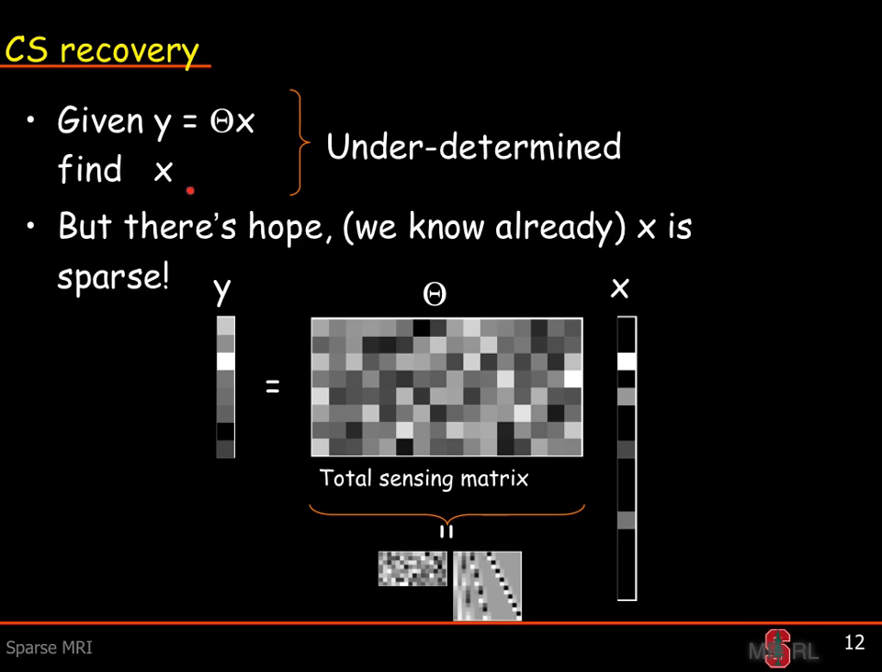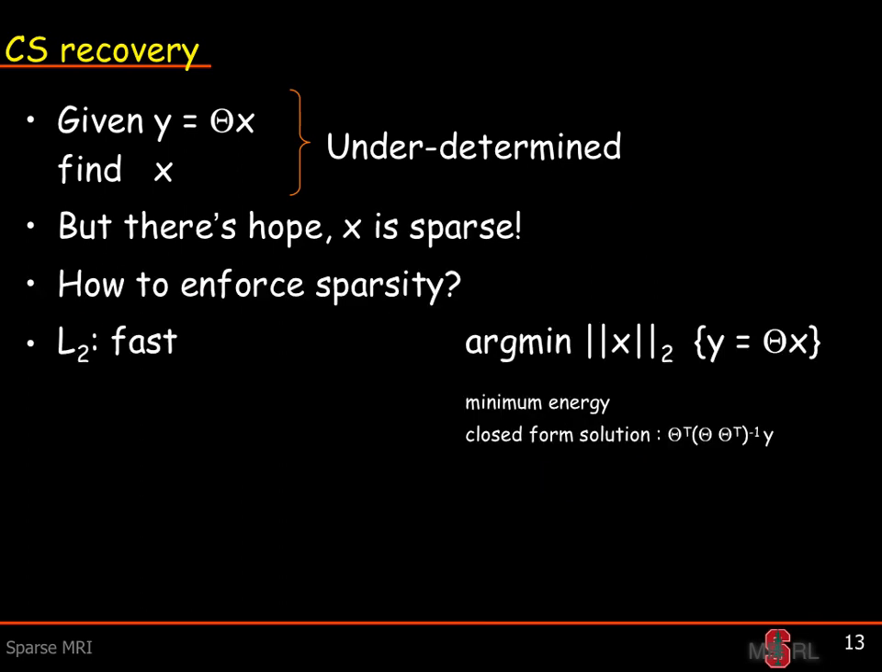So overall, this system is underdetermined. But there's hope, because we know already that x is sparse, right, as we defined from the beginning. So what we can do is try to enforce sparsity in the solution for x. That is, we're only going to consider solutions x that are sparse. Okay? So how can we enforce it? Well, a typical way of enforcing something that you care about, some feature or characteristic that you care about in a signal that you're reconstructing, is to use regularization or some kind of minimization.